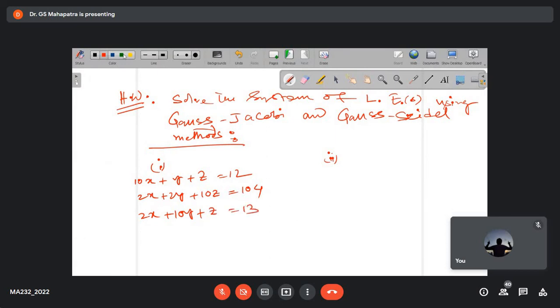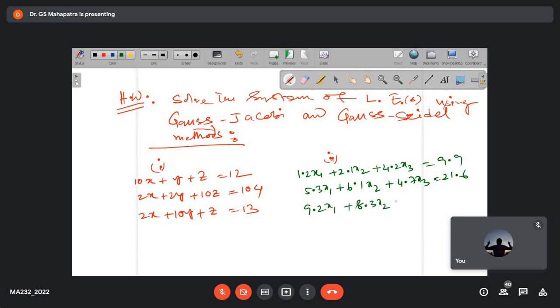Second problem: 1.2x1 plus 2.1x2 plus 4.2x3 equals 9.9, 5.3x1 plus 6.1x2 plus 4.7x3 equals 21.6. Final one is 9.2x1 plus 8.3x2 plus x3 equals 15.2.